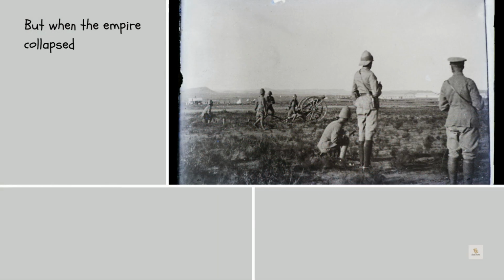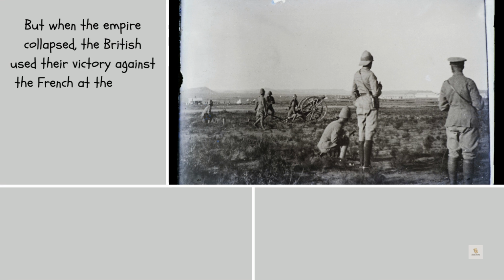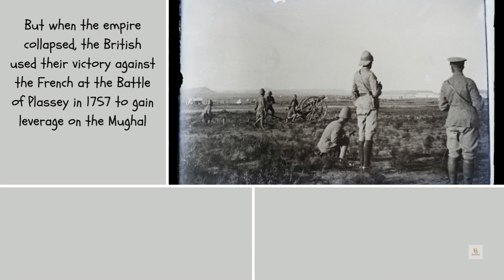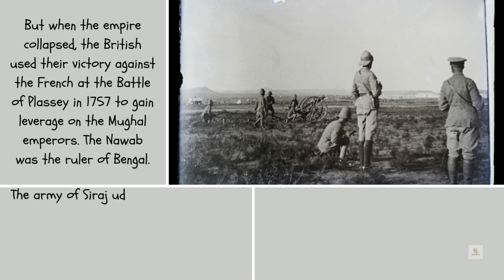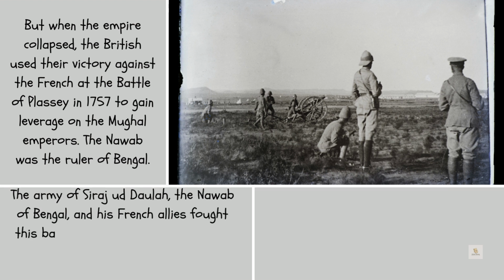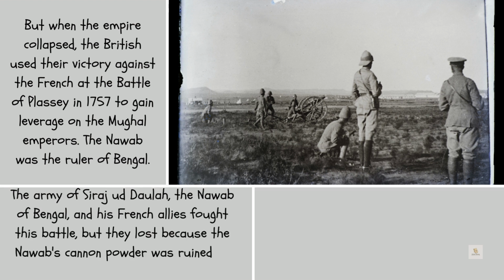But when the empire collapsed, the British used their victory against the French at the Battle of Plassey in 1757 to gain leverage on the Mughal emperors. The Nawab was the ruler of Bengal. The army of Siraj-ud-Daulah, the Nawab of Bengal, and his French allies fought this battle, but they lost because the Nawab's cannon powder was ruined by heavy rain.